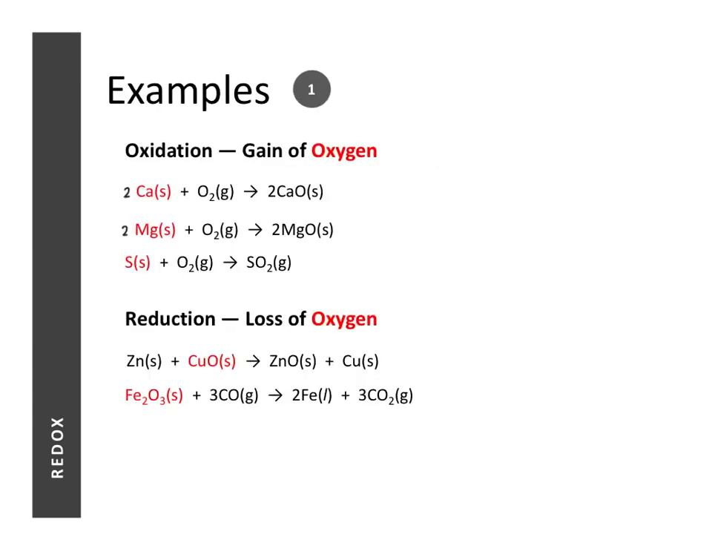So here are examples of oxidation and reduction using the first definition, gain or loss of oxygen. If you look at the top half of the slide, I hope you can see that the substances in red, or the underlined substances, have gained oxygen through the reaction. So therefore we say that these substances have been oxidized. If you look at the lower half of the slide, I hope it's obvious to you that the substances in red, or the underlined substances, have lost oxygen through the reaction. So therefore we say that the substances have been reduced.